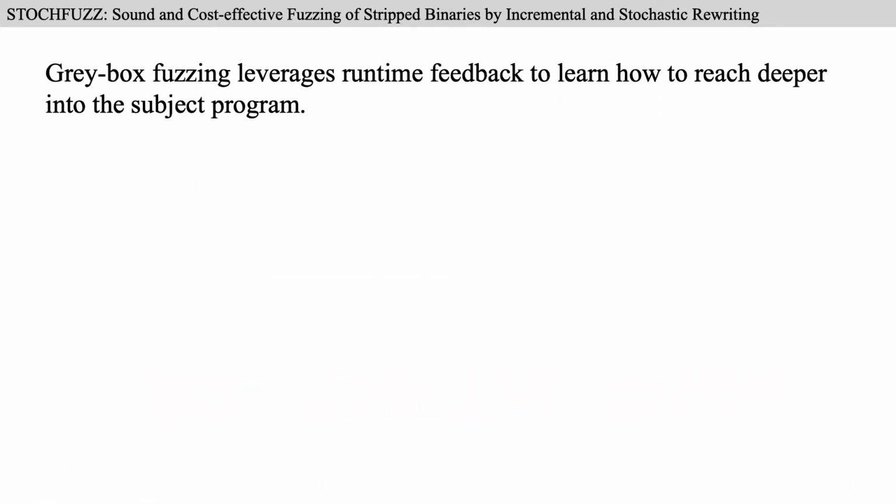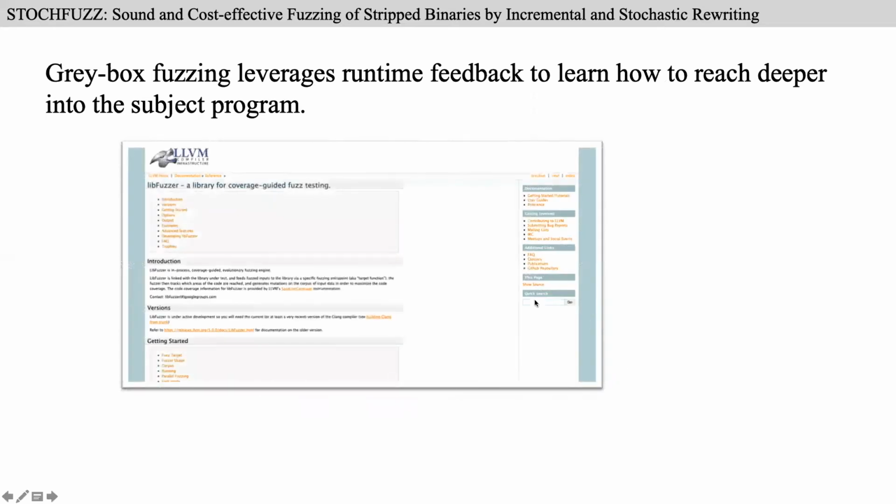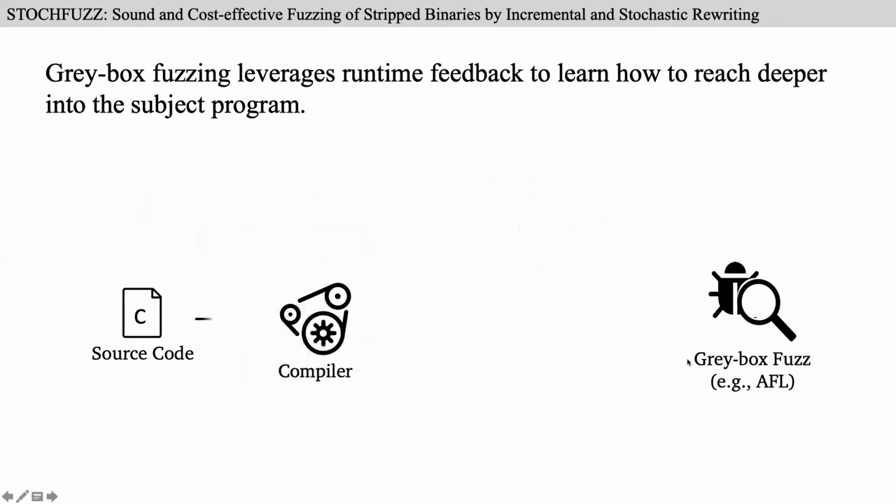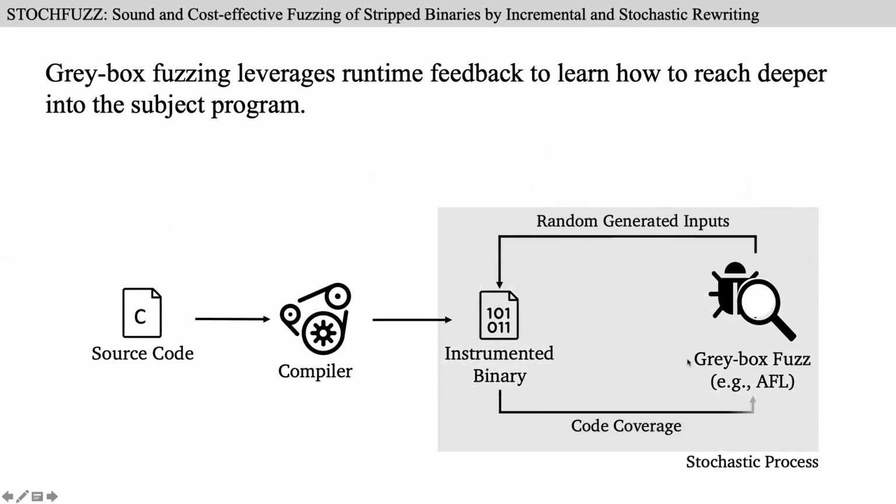Fuzzing is indeed a stochastic process which executes a program with random input. Different from black box fuzzing, grey box fuzzing can leverage runtime feedback to learn how to reach deep states during program execution. LibFuzzer and AFL, which are the most popular grey box fuzzing tools, take code coverage as feedback. Here is the typical workflow of LibFuzzer and AFL.